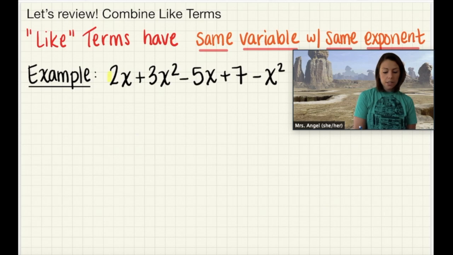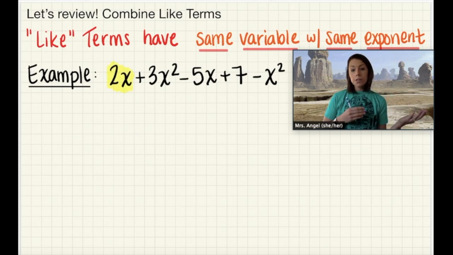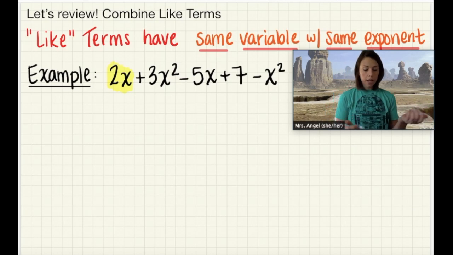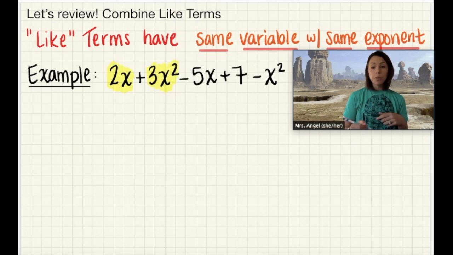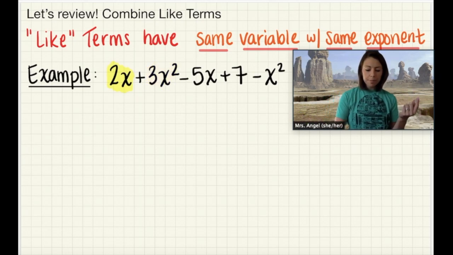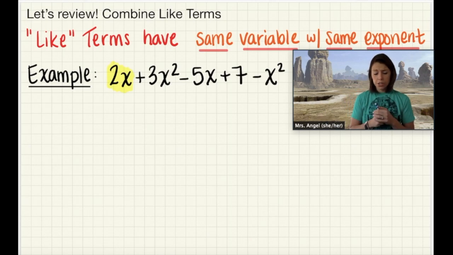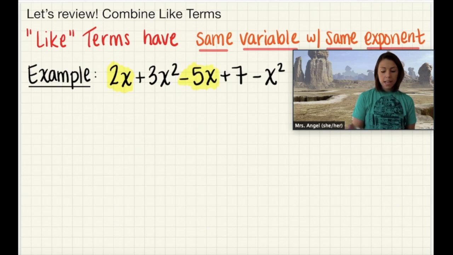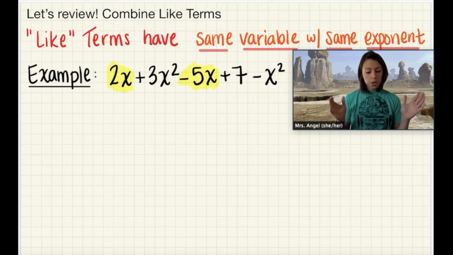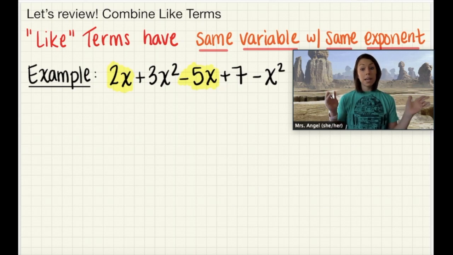I see a 2x leading on the front here. What other term also has just an x with no exponent, or an exponent of 1? Some might think that 3x squared is a like term with 2x, but because it has that exponent, it wouldn't be a like term. This minus 5x, however, is a like term with 2x because they both have the same variable x. 7 doesn't have a variable, and x squared doesn't match, so 2x and minus 5x are like terms.